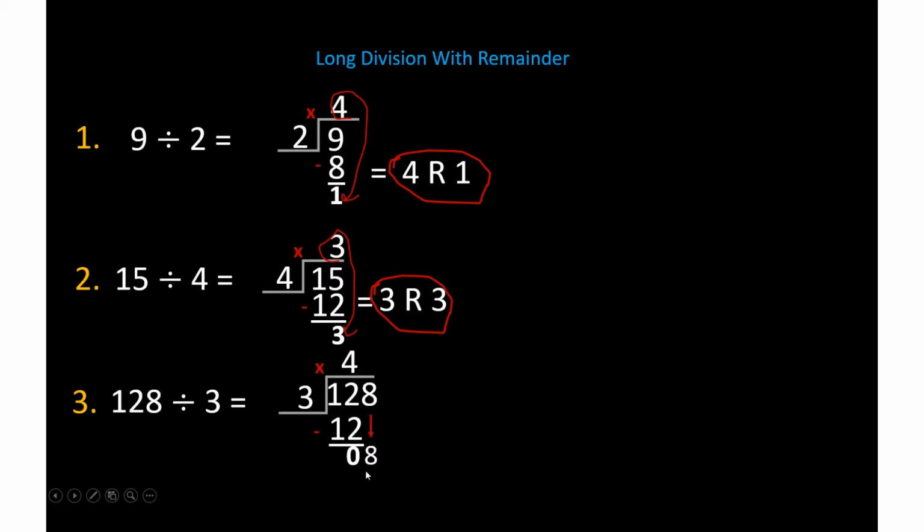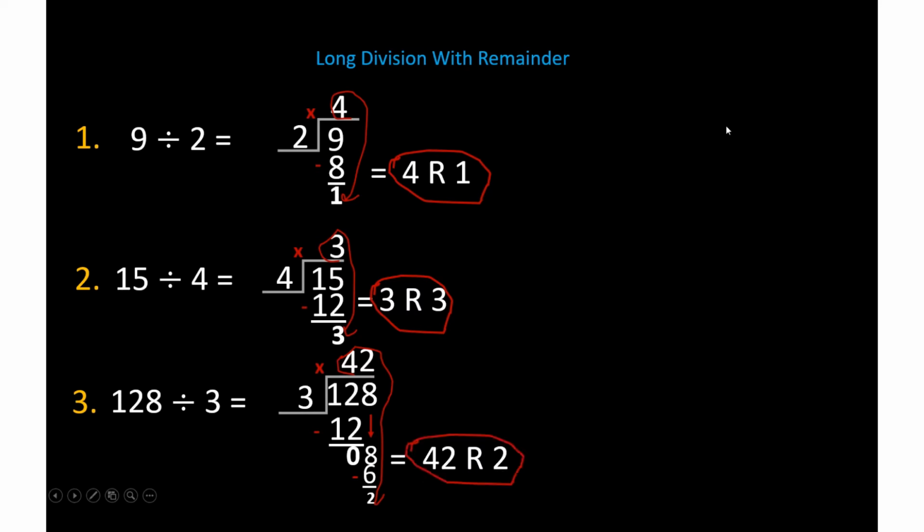Then we continue to divide. 8 divided by 3. How many 3s are there in 8? We see that there are 2 3s. And the 2 3s will sum up to 6. We know that by multiplying 2 times 3, which is 6. Our remainder will be 8 minus 6, which is 2. We write our answer from the whole number to the remainder. So our answer is 42, remainder 2.